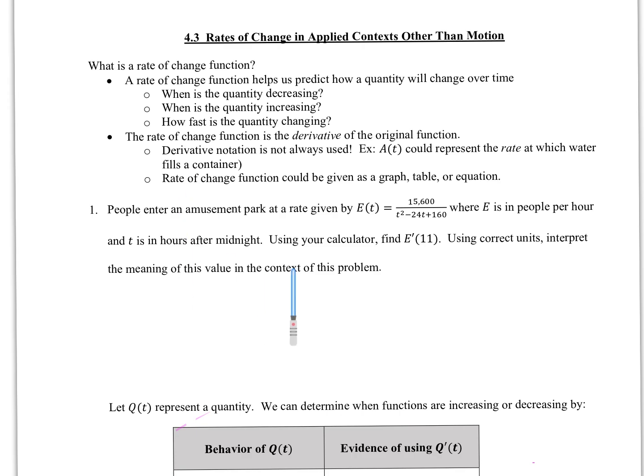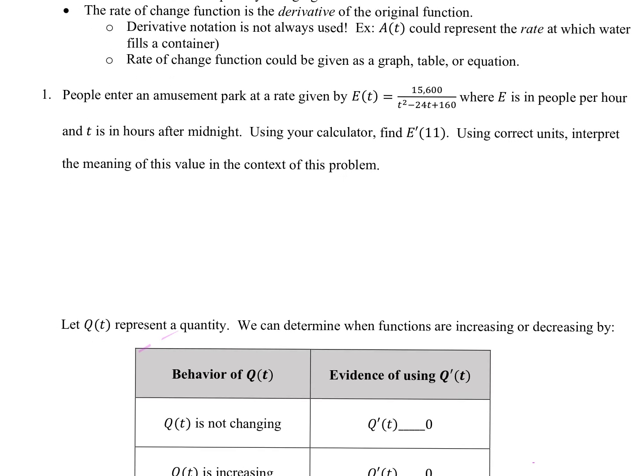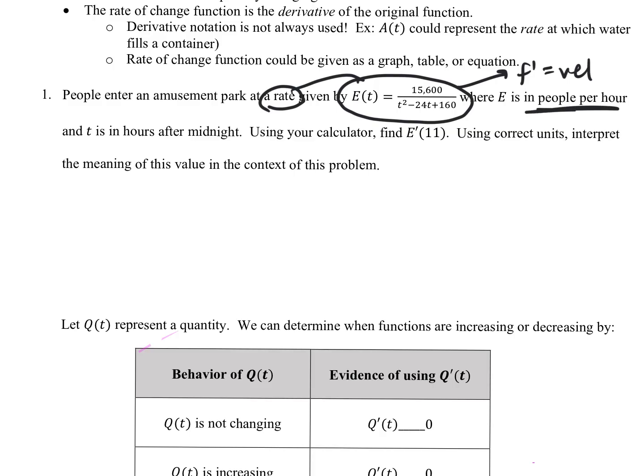Anyhoo, let's go ahead and talk about this. It's all about wording today. It says people enter an amusement park at a rate given by E. So they named it E. But E is really, if it's a rate, F prime or F double prime? It's really F prime. So I'm going to write that off to my side. That's really F prime, which is really a velocity. Okay, E is people per hour that are entering this amusement park.